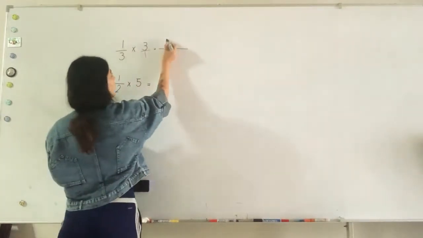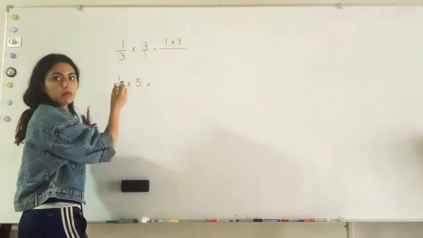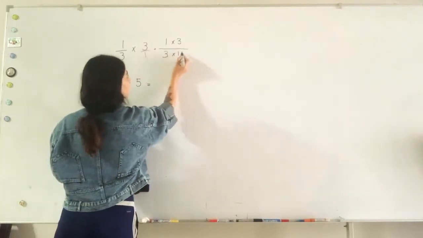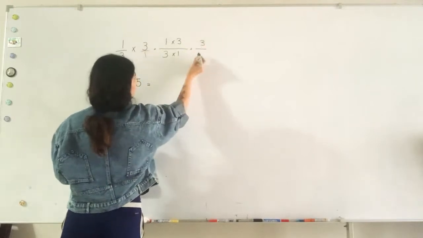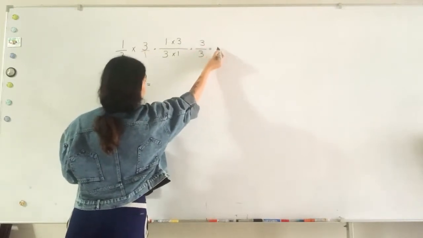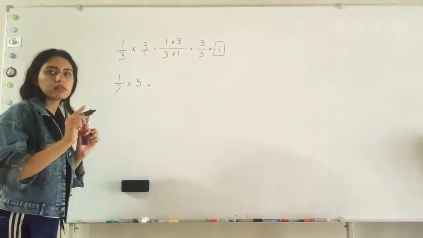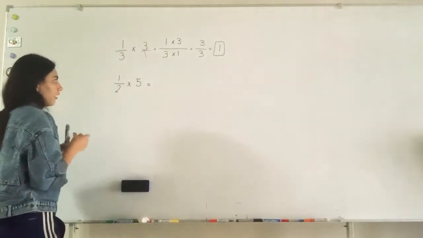Numerators times numerators, which is 1 times 3. Denominators times the denominators, 3 times 1. 3 times 1, 3. 3 over 3, 1 whole. Next question. I have half times 5.